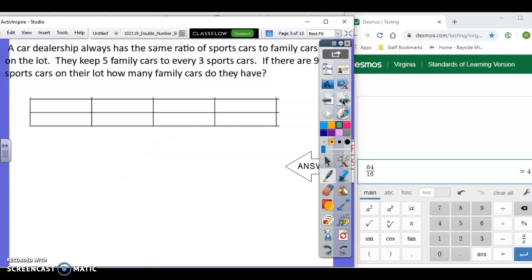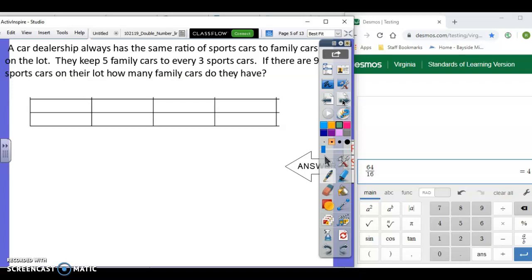So go ahead and press pause, solve this on your own, then I'm going to go over it. A car dealership has the same ratio of sports cars to family cars on the lot. They keep 5 family cars to every 3 sports cars. If there are 9 sports cars on their lot, how many family cars do they have?